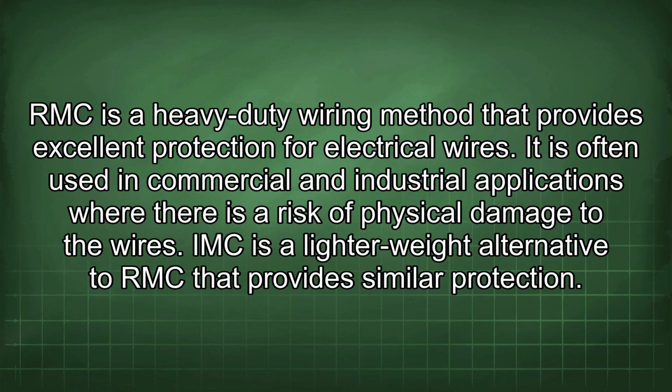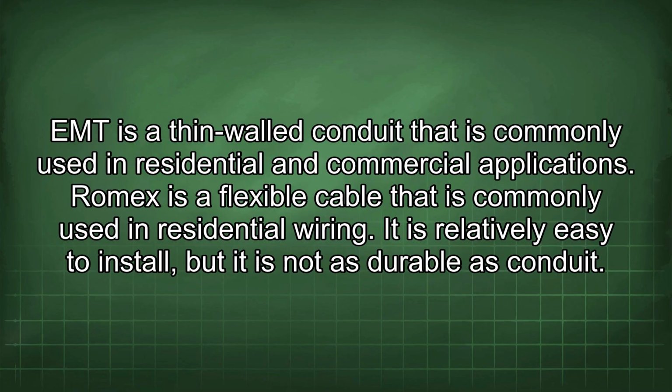RMC is a heavy-duty wiring method that provides excellent protection for electrical wires. It is often used in commercial and industrial applications where there is a risk of physical damage to the wires. IMC is a lighter-weight alternative to RMC that provides similar protection. EMT is a thin-walled conduit that is commonly used in residential and commercial applications. Romex is a flexible cable that is commonly used in residential wiring. It is relatively easy to install, but it is not as durable as conduit.